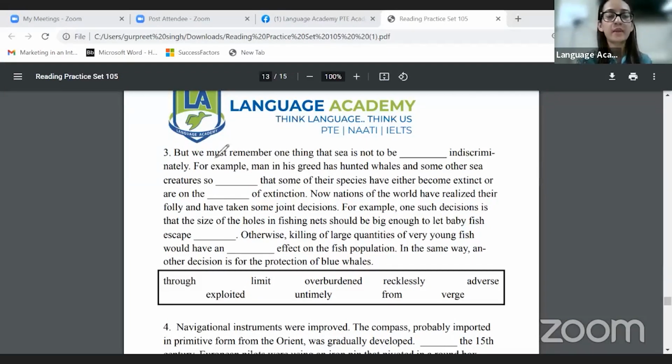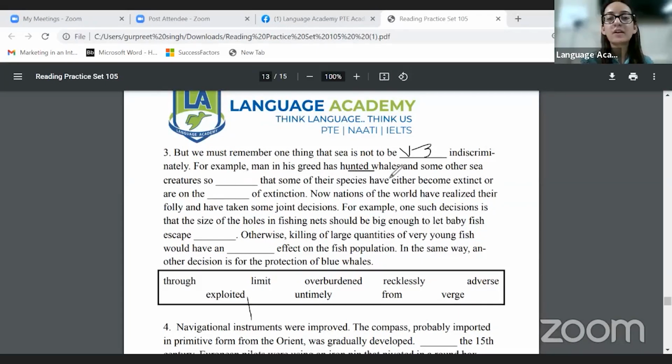Very well done. But we must remember one thing, that "C" is not to be dashed indiscriminately. So with "B" comes third form of verb, and everybody is right in selecting exploited, that we cannot exploit the sea indiscriminately. For example, man in his greed has hunted whales and some other sea creatures so dash that some of their species have either become extinct or are on the dash of extinction.